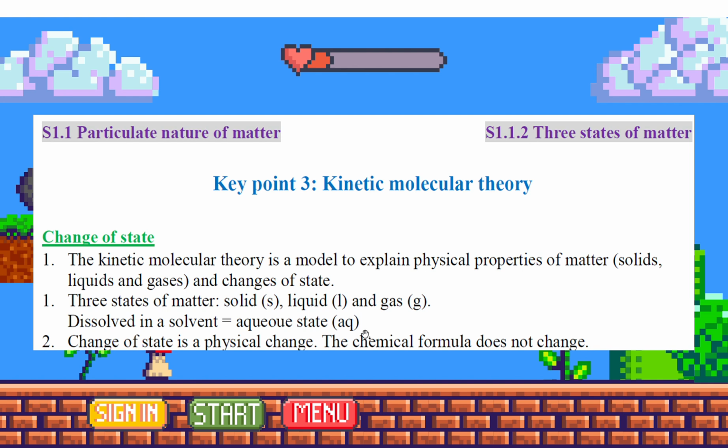So what is dissolve? Dissolve is forming a homogeneous mixture, right? Change of state is a physical change. The chemical formula does not change. For example, ice becomes liquid, liquid becomes gas. Solid, liquid, and gas, but still H2O, H2O, H2O, right? No change of the chemical formula because chemically they are not changed. It's a physical change.